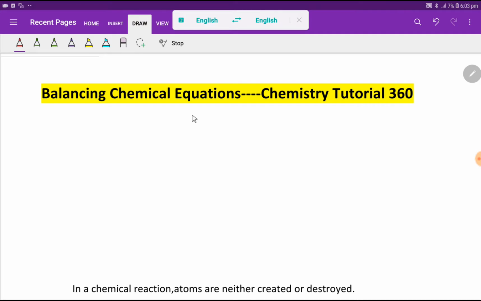Balancing chemical equations is a skill, right? This skill will help you to learn chemistry quickly. So in this video, we are going to learn how to balance chemical equations.